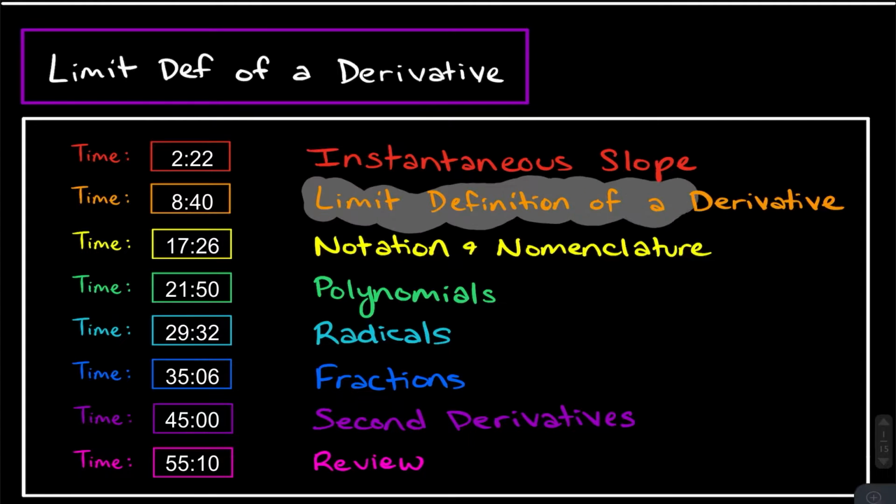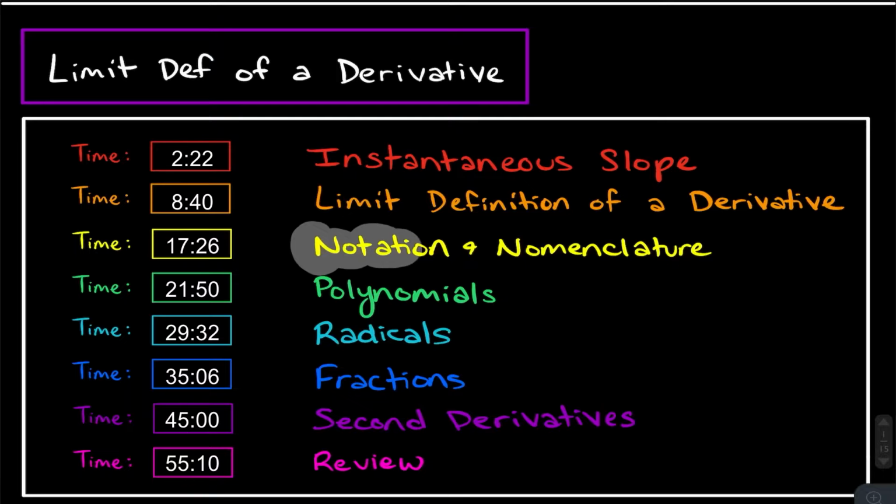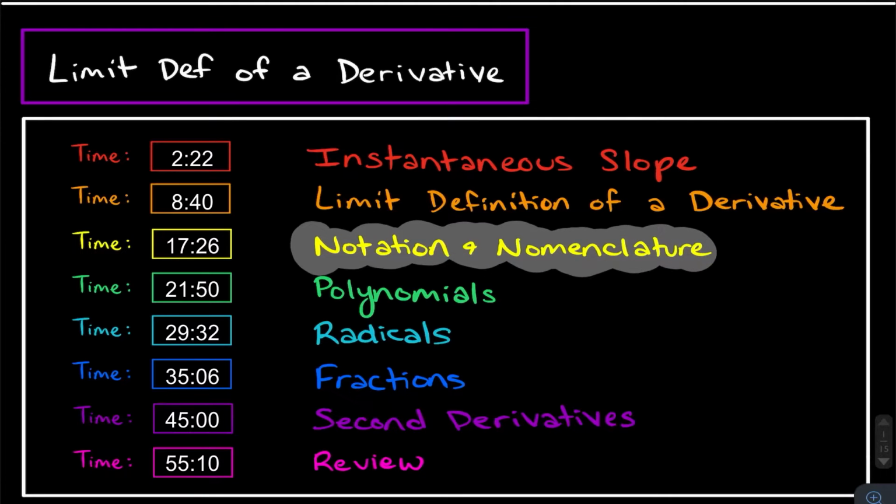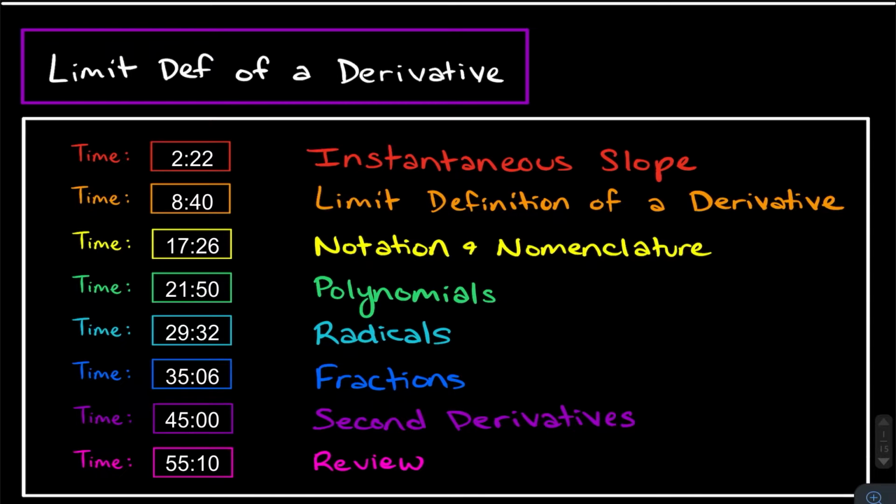And then we will get into deriving the limit definition of a derivative, what that thing is, where it comes from, and all that. Then I'm going to get into some derivative notation and nomenclature, meaning how we name things, like how we say that we're taking a derivative. Just how we name everything. Notation is really key, all that stuff.